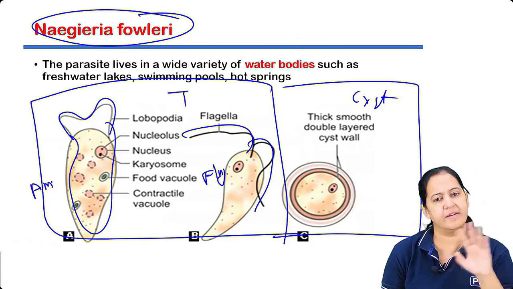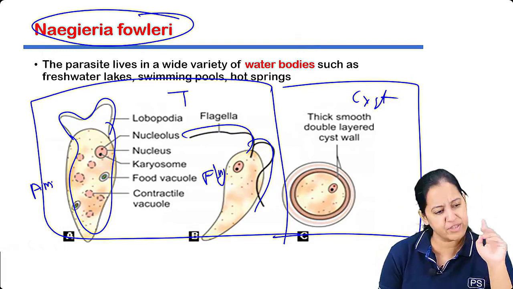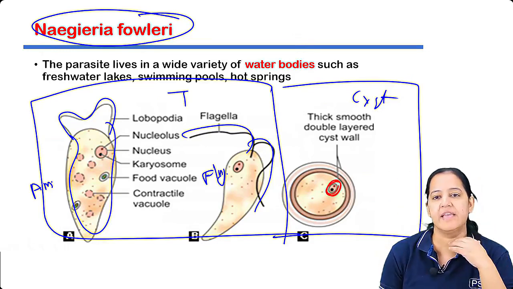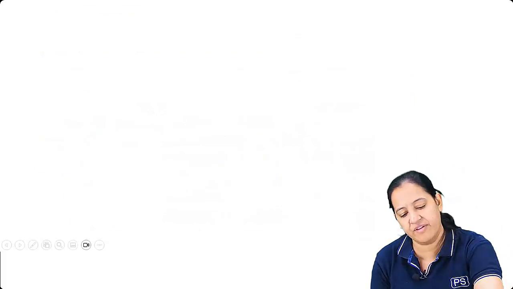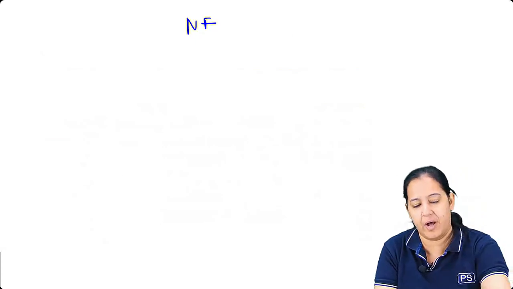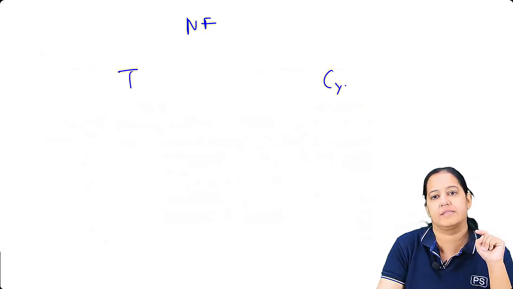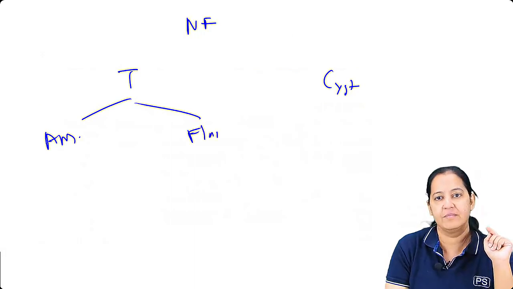Amoebic trophozoite and flagellate trophozoite. That you have to learn. That's it, nothing else. And cyst is there. In cyst, you have to remember the nucleus. Always in cyst just learn the number of the nucleus. Say it's uninucleate. So please draw Naegleria fowleri wherever in your chart. I may have given you the space. So draw the three diagrams. Draw the trophozoite. Draw the cyst. Draw the two types of trophozoite, amoeboid and flagellate. And draw one cyst.